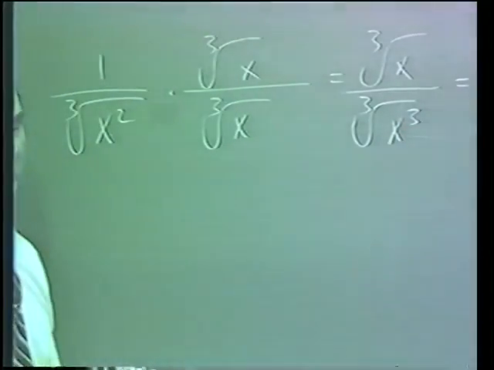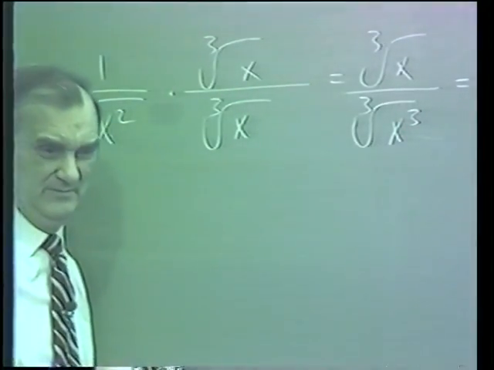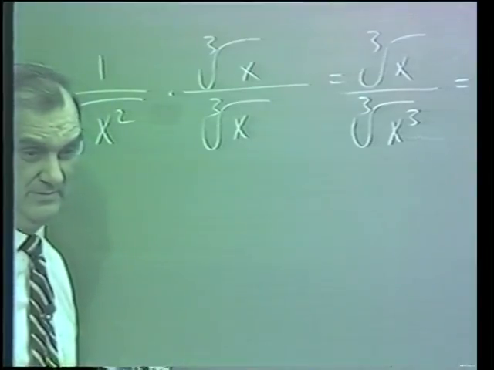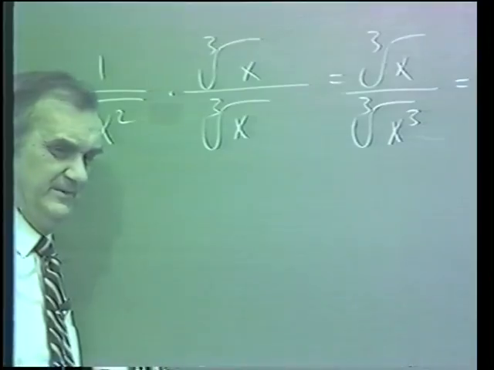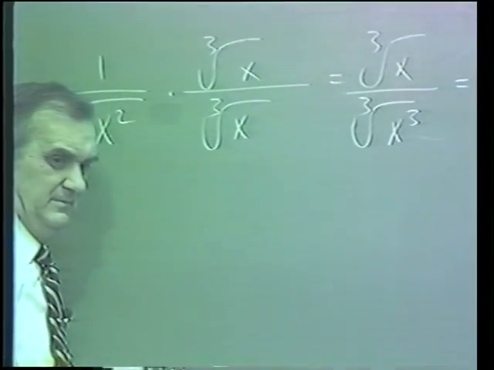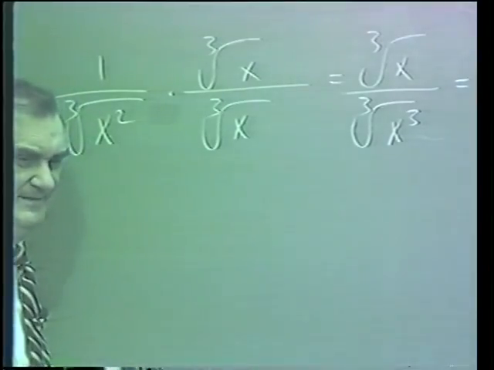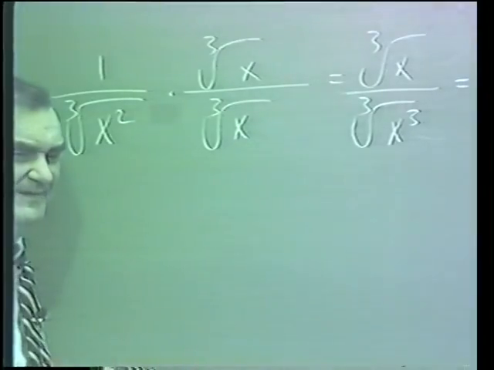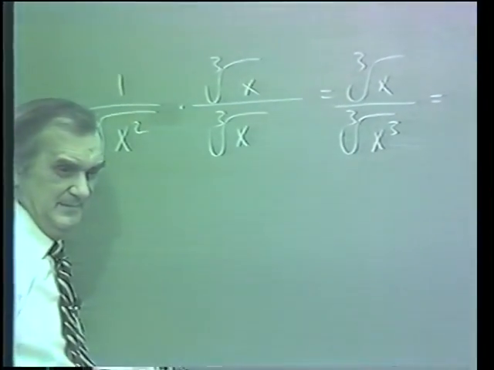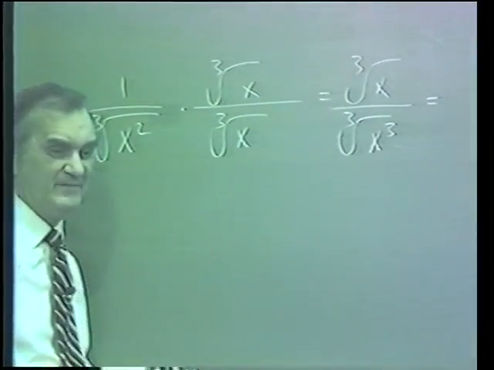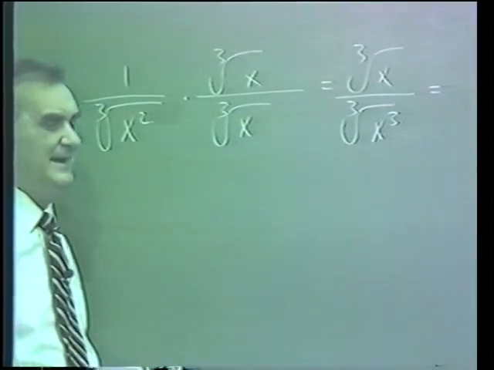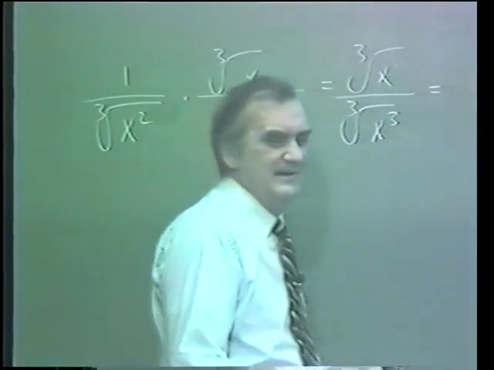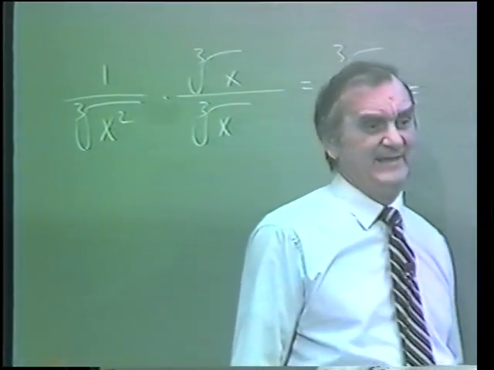What is the cube root of x cubed? What's the square root of x squared? X. What's the cube root of x cubed? X. The 5th root of x to the 5th is x.